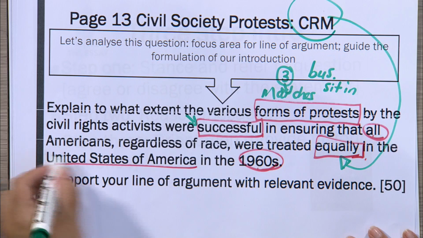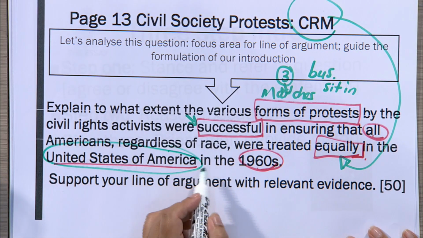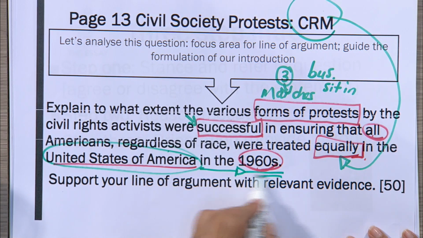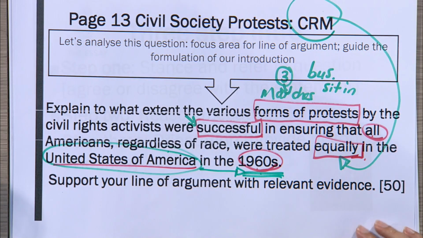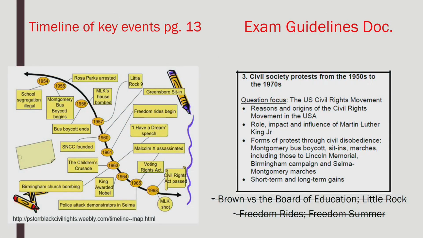It gives us a focus area for place. They want us to speak about the United States. And very importantly, they also give us a period, the 1960s. And if you go to the overall section of the exam guideline, which we've got up on the screen over there, it says question 3, civil society protests from the 1950s to the 1970s. But you'll see that our question has limited us in terms of what we're going to write about. We are only going to write about events from the 1960s.